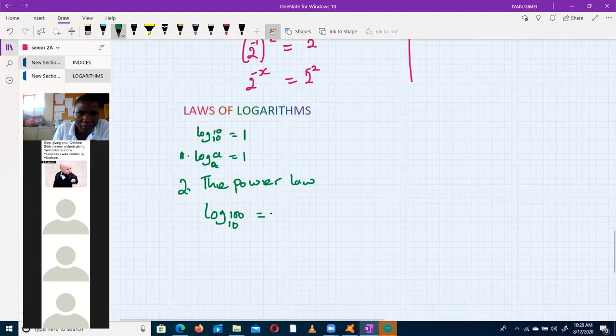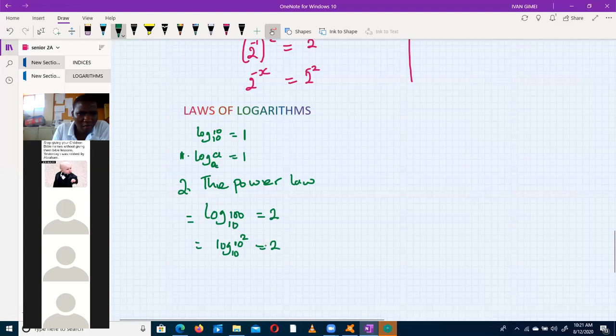Log of 100 to base 10 gives us 2. But then this can also be written as log to base 10 of 10 squared, because 100 is the same as 10 squared. So this is log of 10 squared to base 10, and we're saying this is still the same as 2.